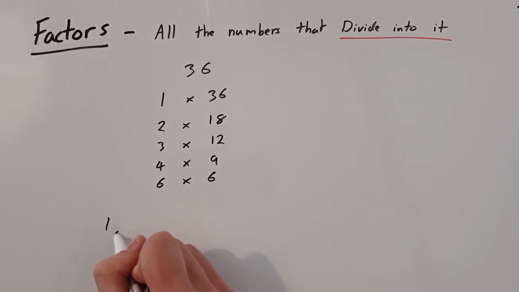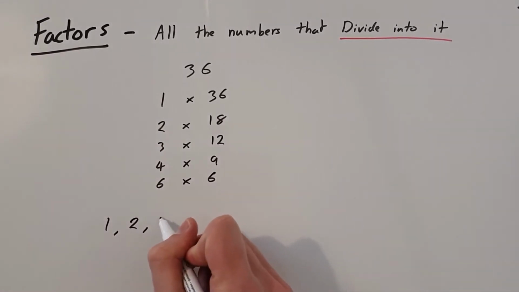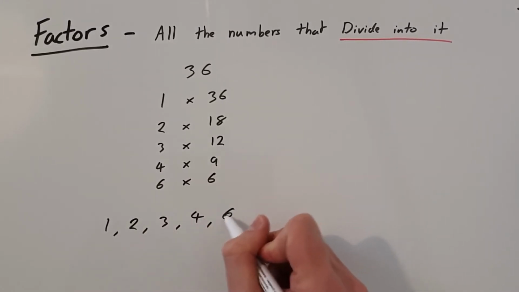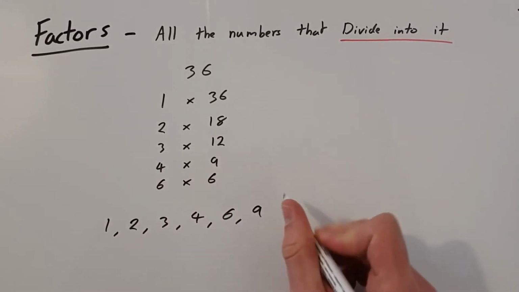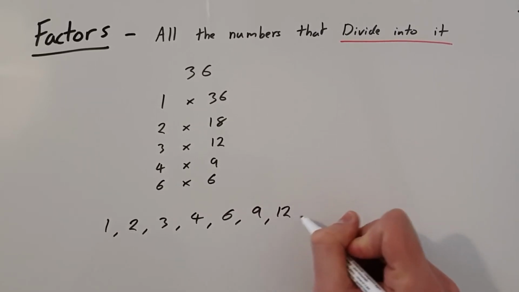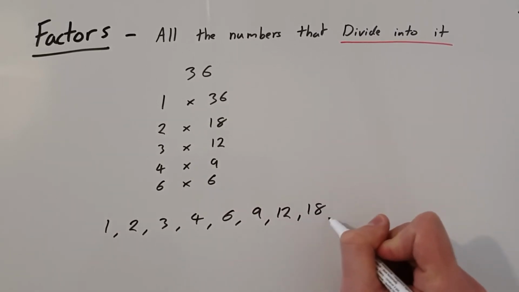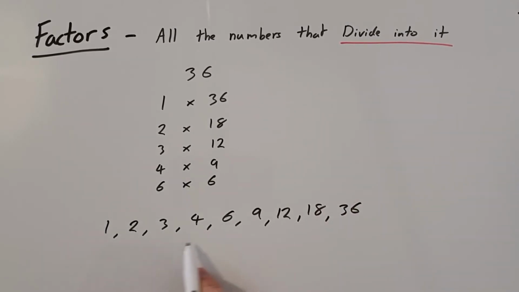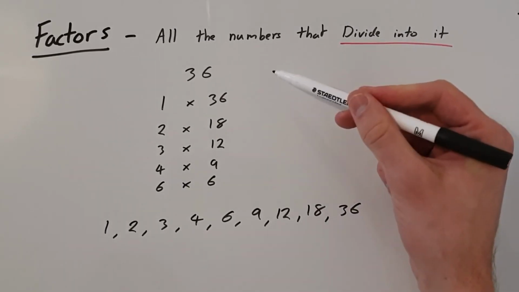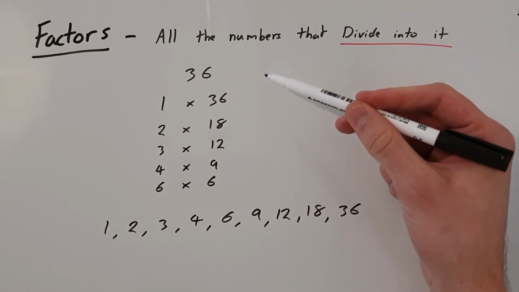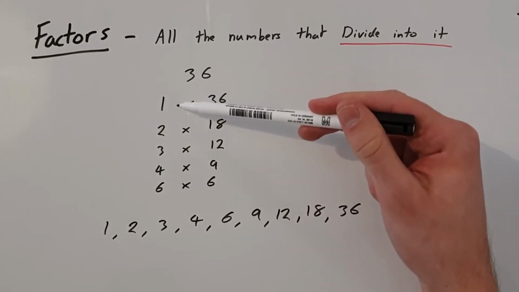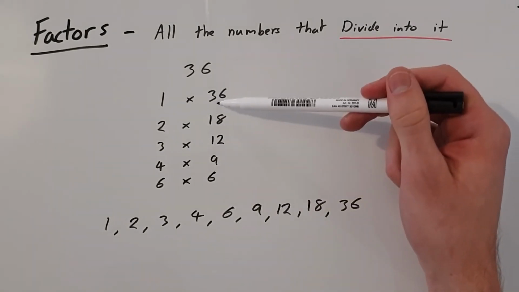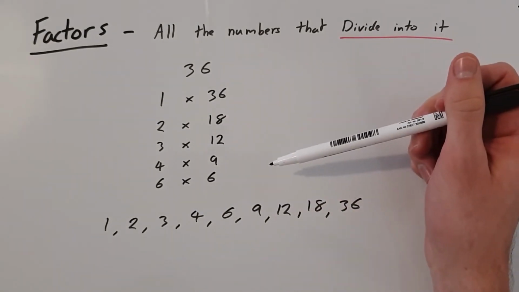So you've got 1, 2, 3, 4, 6, then we've got 9, 12, 18, and 36. And they are all of the factors of 36. If you're asked to find out all the factors of a number, just go through the numbers starting at 1, find out which ones are in the times table, and then write it all down, and that will get you all the factors.